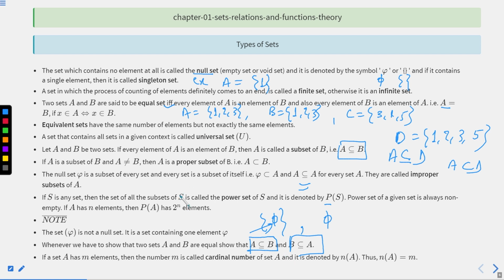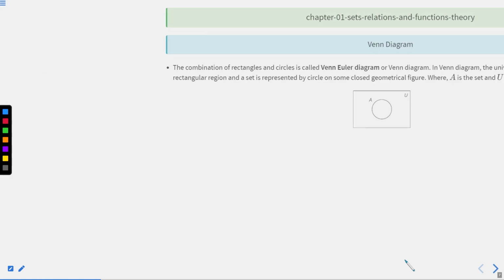Now, if set A has m elements, then m is called the cardinality or cardinal number of set A. So the number of elements of a set is called the cardinal number of the set, and it is denoted by n(A). So n(A) is equal to m. These are types of sets.